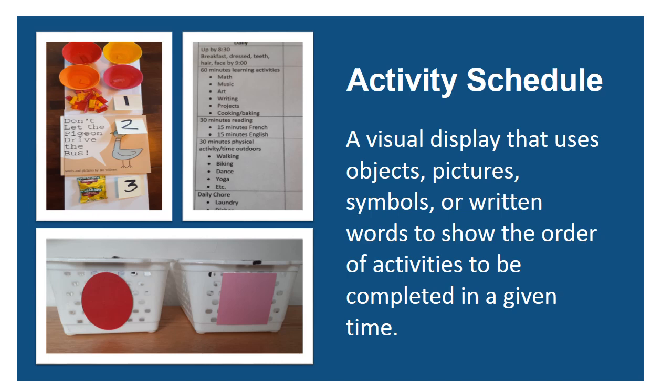In a sense, an activity schedule is like a day planner or to-do list. It organizes activities in the order they are to be done and tells the child what is currently happening, what is coming up next, and when they are done.